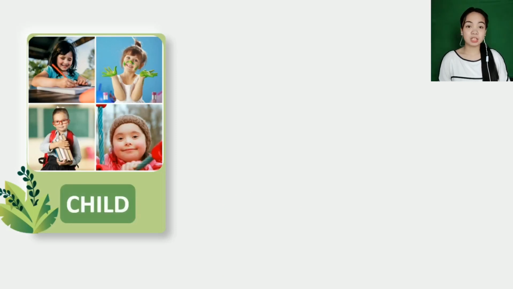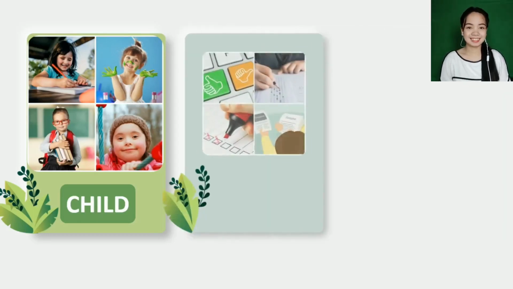If your answer is child, you get it right. Child is defined in RA 9344 and RA 7610 as a person below 18 years of age. The RA 7610 also included the definition of children as those over 18 years old but are unable to fully take care of themselves or protect themselves from abuse, neglect, cruelty, exploitation, or discrimination because of a physical or mental disability or condition. Next.